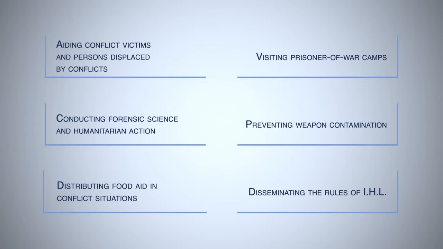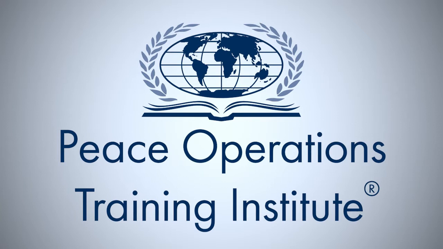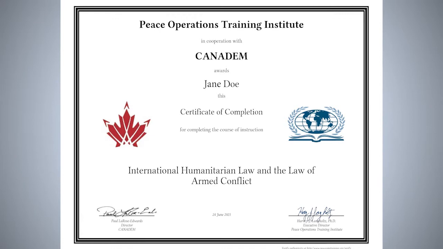The Peace Operations Training Institute has produced this course to give you a comprehensive look at IHL, including how it's applied in armed conflicts and how it relates to UN peace operations. Once you have completed the course, you'll take a final exam covering all 8 lessons. If you score 75% or better, you'll receive a certificate of completion.